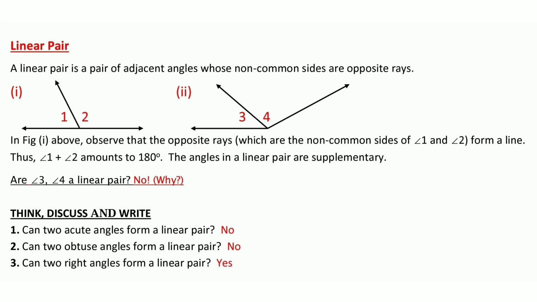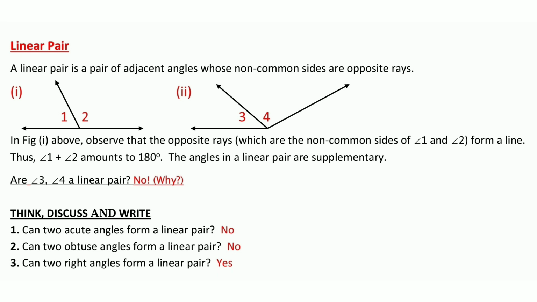Now, linear pair. A linear pair is a pair of adjacent angles whose non-common sides are opposite rays. Student, please note the definition. A linear pair is a pair of adjacent angles whose non-common sides are opposite rays. First diagram, adjacent angle is given. Now, one ray points towards the left side and the other ray points towards the right side. It's a linear pair. It's clear?